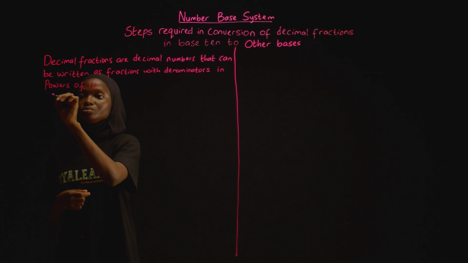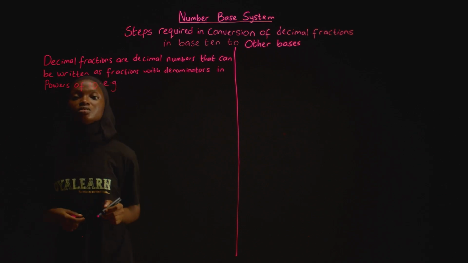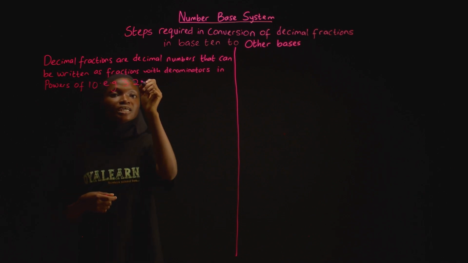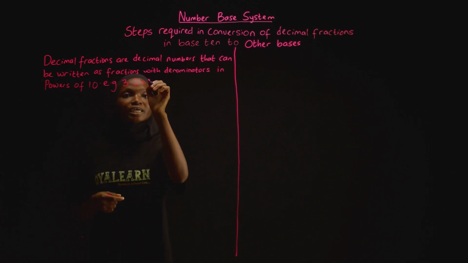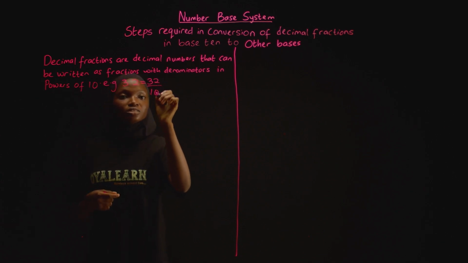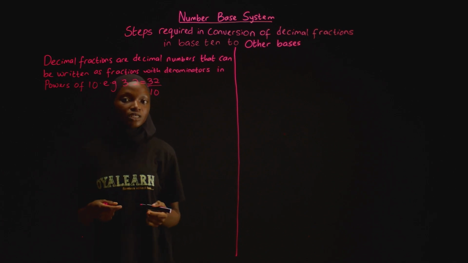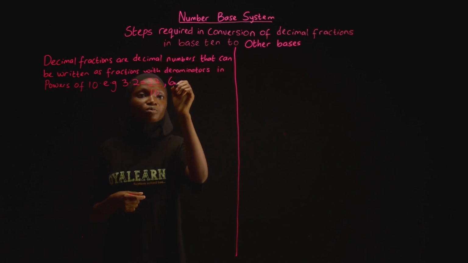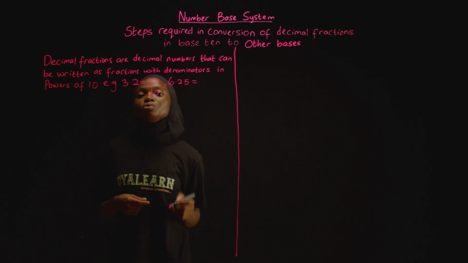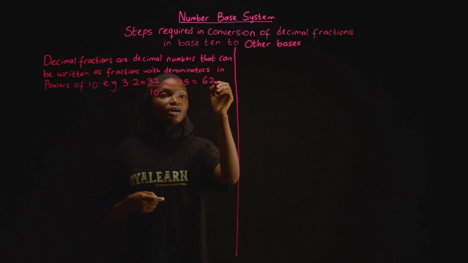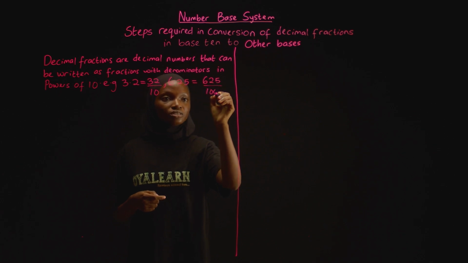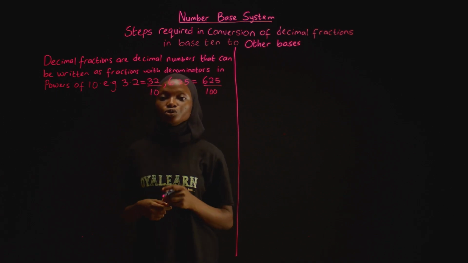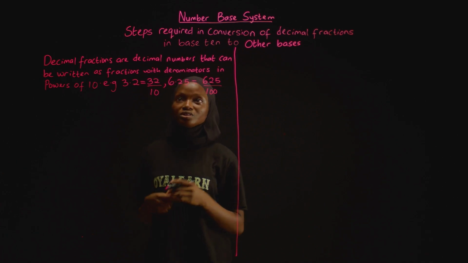For example, you could have 3.2. Why? Because 3.2 can be written as the fraction 32 over 10. The denominator here, 10, is a power of 10. So 3.2 is a decimal fraction. Another example, 6.25, which can also be written as the fraction 625 over 100. And the denominator here is a power of 10. 10 raised to the power of 2 is going to give us 100. So these are examples of decimal fractions.